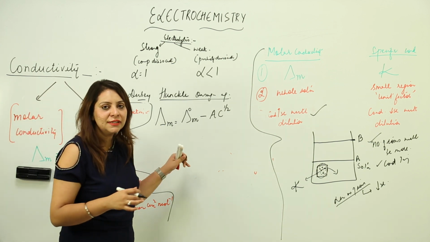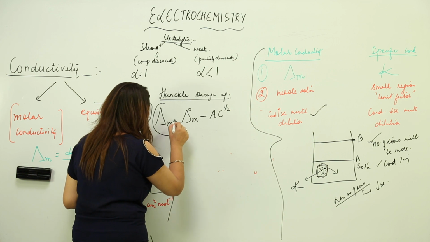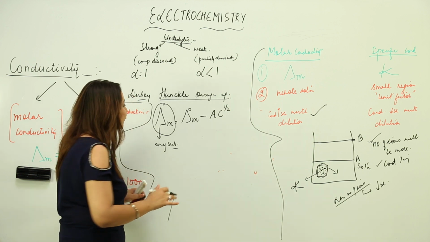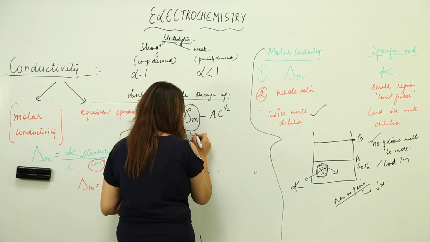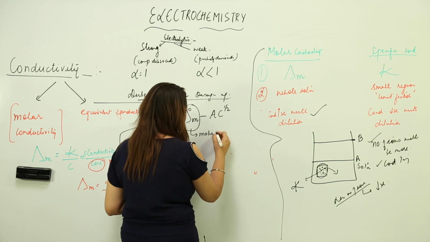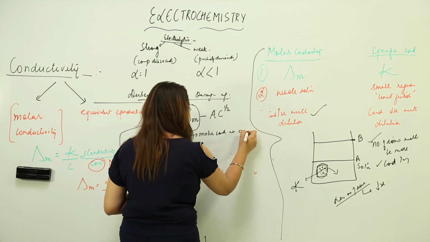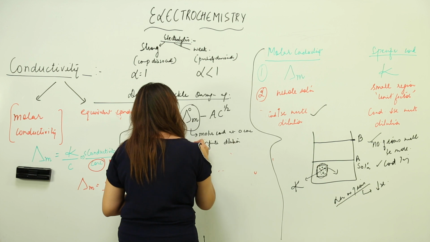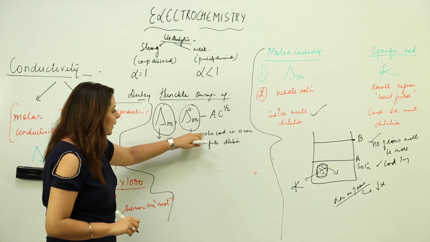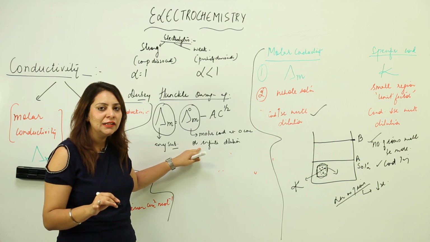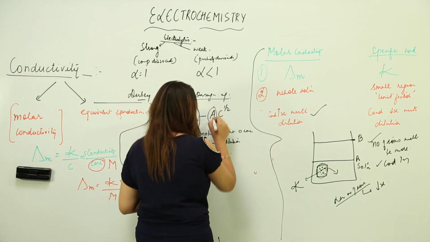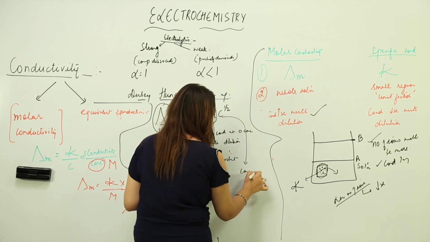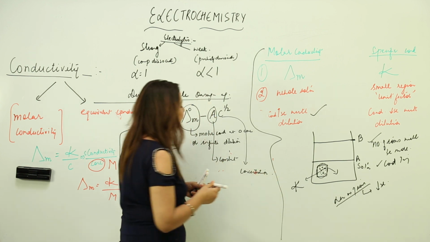Let's see what the symbols signify. Lambda m is the molar conductivity for any substance. And lambda naught m is the limiting molar conductivity at zero concentration, or at infinite dilution. Here A is a constant, and C is the concentration.